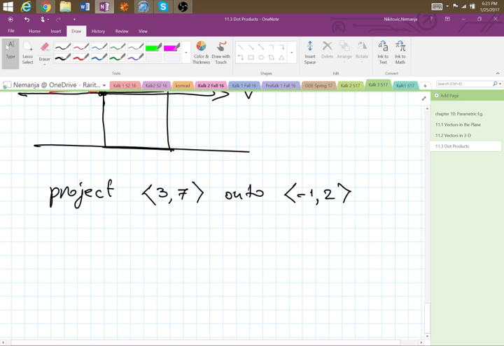Right, so let's take a look. The projection of vector 3, 7 onto vector negative 1, 2 is equal to, well, you want parentheses here.